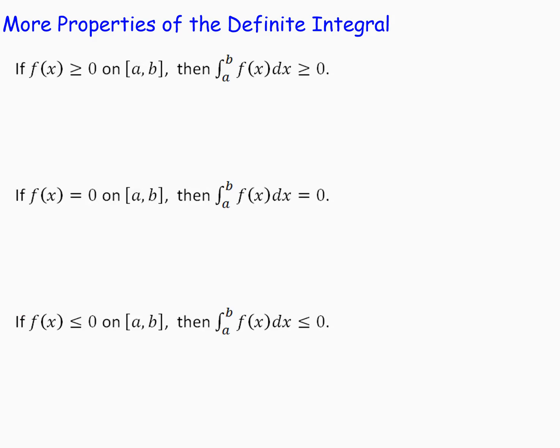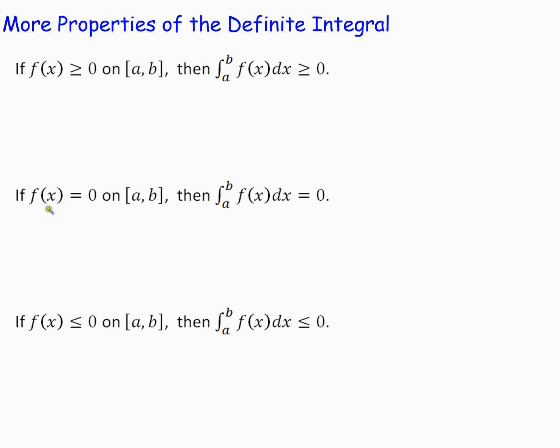A few more, and these are good for you guys to be able to learn to read and understand. This is saying if f of x is greater than or equal to 0, so that means above the x-axis or on the x-axis from A to B, then the integral from A to B will definitely be greater than or equal to 0. So as long as in the interval AB this function is above or on the x-axis, that integral will be greater than or equal to 0, and we can relate that back to area. We talked about how if the area is above the x-axis, it's positive, below it's negative.